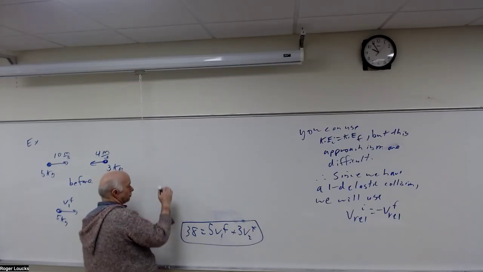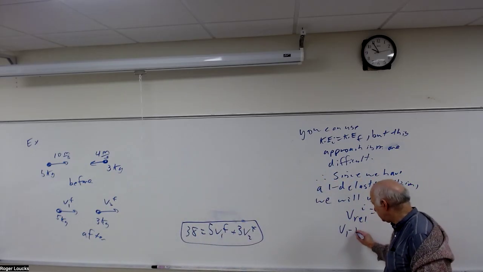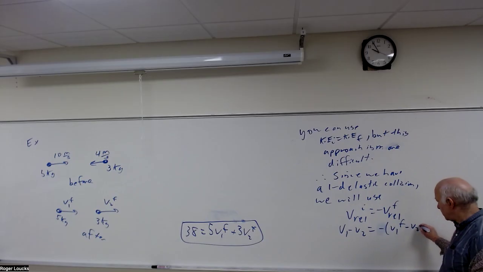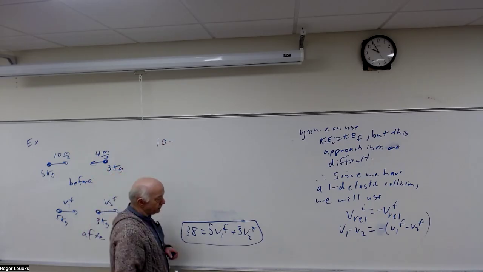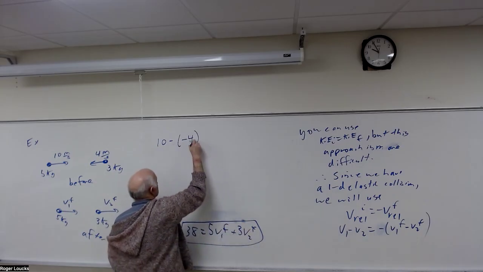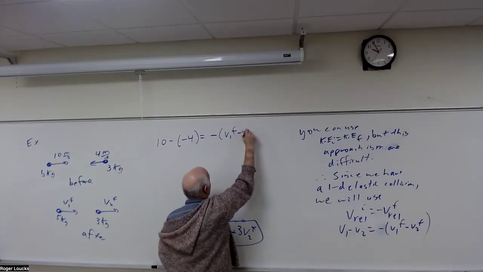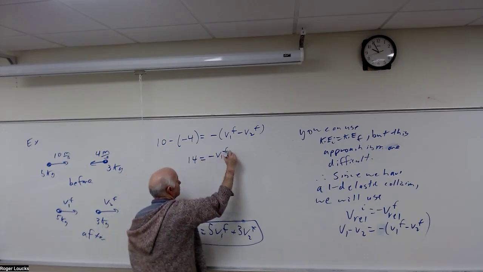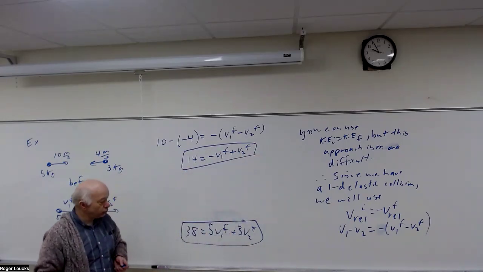So you tell me what to put in for this then. What is my relative initial velocity? This is going to be V1 minus V2 equals minus V1 final minus V2 final. So V1 is 10 minus, what is my V2? Minus 4. Equals minus V1 final minus V2 final. So this gives me 14 equals minus V1 final plus V2 final. Now I have 2 equations and 2 unknowns.